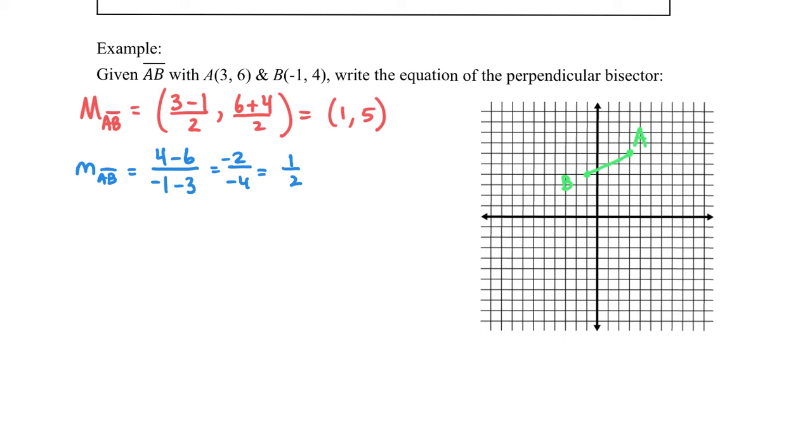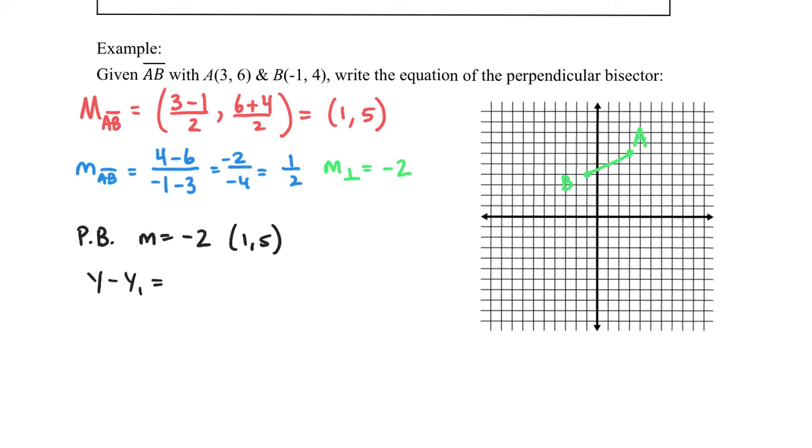Which means that the slope of something perpendicular to it is the opposite reciprocal, which is going to be negative 2 over 1, or just negative 2. And so now I have my perpendicular bisector, PB, peanut butter, perpendicular bisector, has a slope of negative 2 and travels through the point (1, 5). That's everything I need to write it.